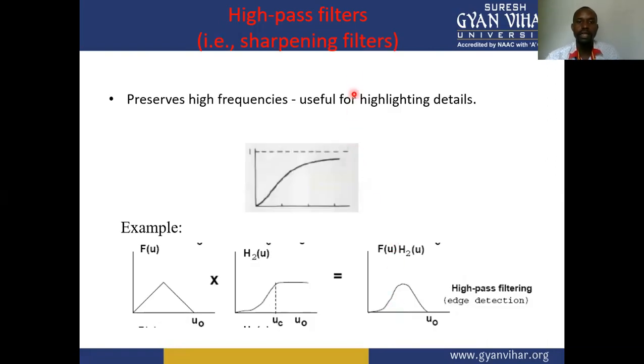Now we are going to look at the high pass filter. When we mention high pass filters, what should come to mind is that these are filters used for sharpening the edges. We have two types of filtering, for sharpening as well as for smoothening. High pass filters are used for sharpening. Sharpening means they are used to preserve high frequencies. This is necessary whenever we want to highlight details. This is an example of the same.